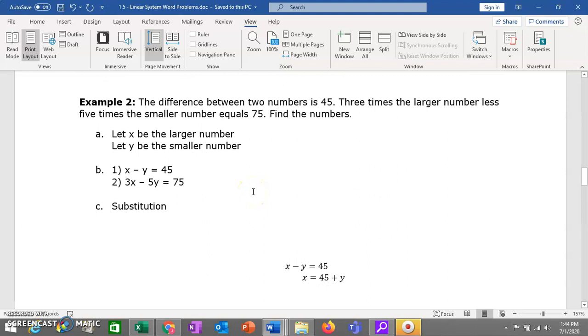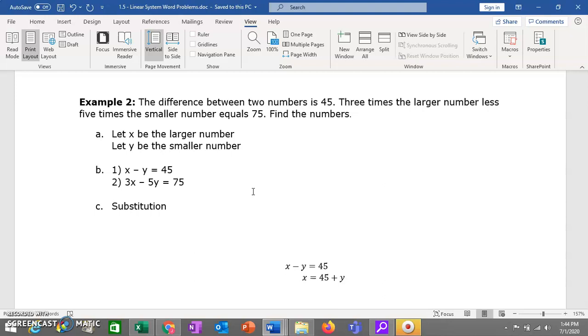Moving on, you're typically going to see this type of problem as well. The difference between two numbers is 45. 3 times the larger number less 5 times the smaller number equals 75. Find the numbers. So I have two numbers. I'm going to say let x be the bigger one, let y be the smaller one.